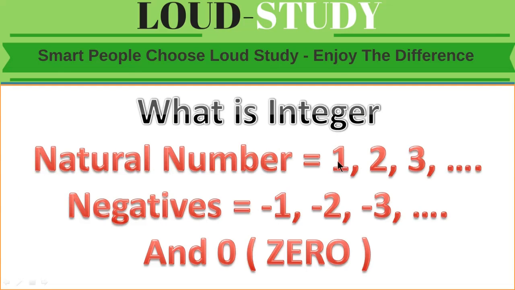Negatives of natural numbers: if we put a minus in front of a natural number, it will be the negative of that natural number. For 1 it will be -1, for 2 it will be -2, for 3 it will be -3, like that. And 0. These three comprise the integers. That means all natural numbers, negatives of all natural numbers, and 0 are called integers.